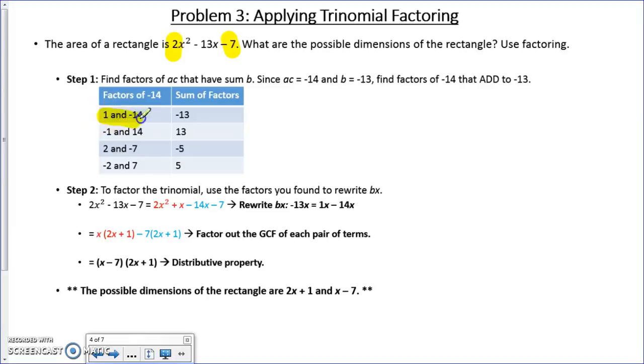Those numbers are going to be 1 and negative 14. We're going to rewrite negative 13x with 1x and negative 14x. That's what happens here. When we group, we have 2x squared plus x. The GCF is x. Left over is 2x plus 1. When we group negative 14x and negative 7, the GCF is negative 7. We're left with 2x plus 1. So our final answer is x minus 7 times 2x plus 1. So the possible dimensions of the rectangle are 2x plus 1 and x minus 7.